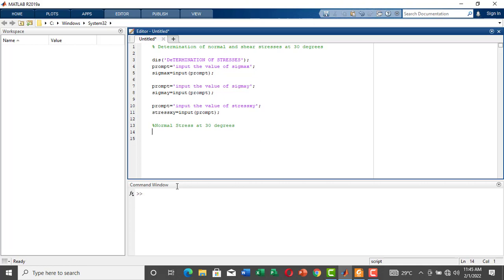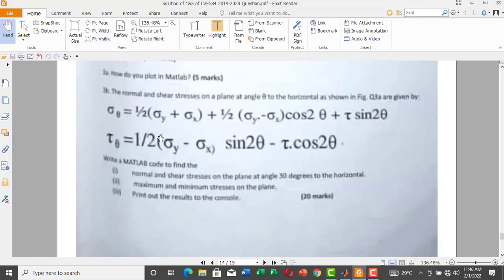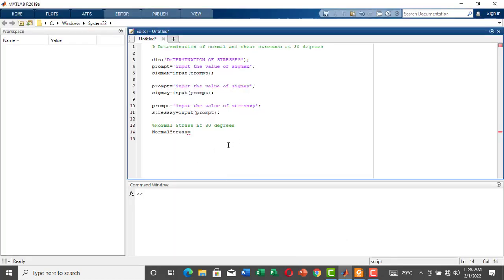Okay, so the first thing is you want to determine the normal stress, right? So you can say normal stress equals, now we are going to input the formula. You know the formula is given already, so what we just need to do is to enter the formula. So we have sigma y plus sigma x over 2. So let's write it. Sigma y plus sigma x.